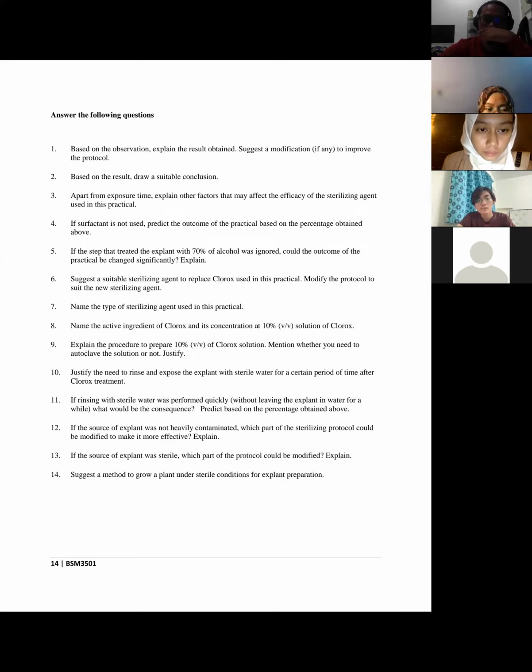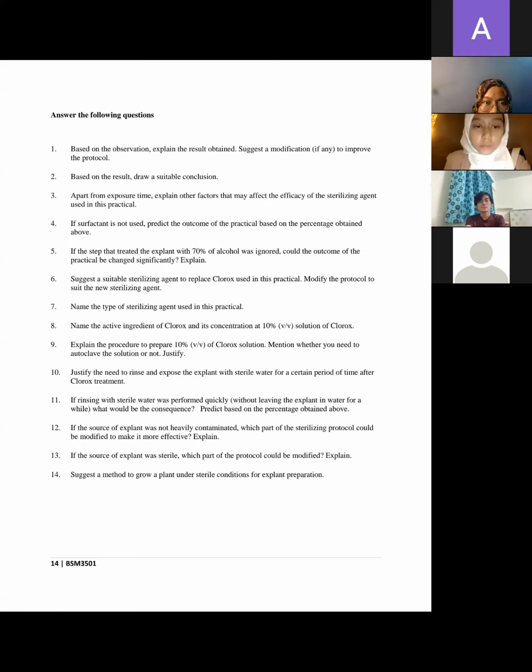So my conclusion, I can conclude that the efficiency of the sterilization is affected by the amount of exposure time of explant. So we can see that at experiment number 2 with 15 minutes, I think that is enough time for the explant to be completely sterile. But when the time is over the limit, which means too long, it will also damage the explant structure.